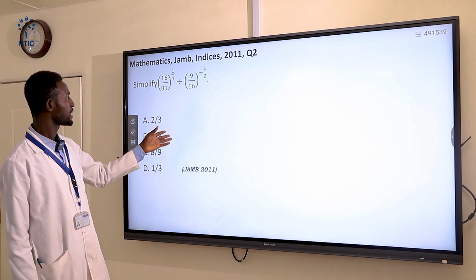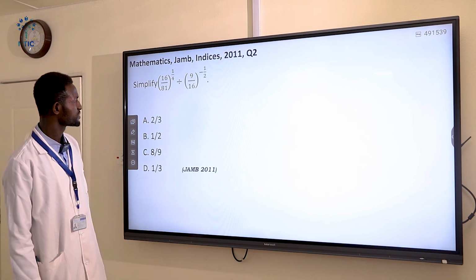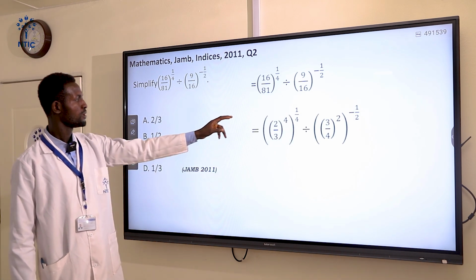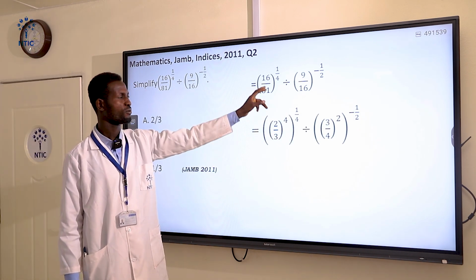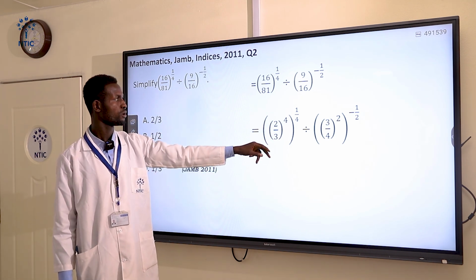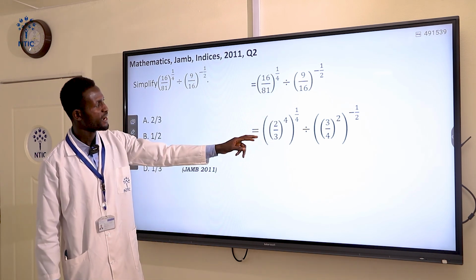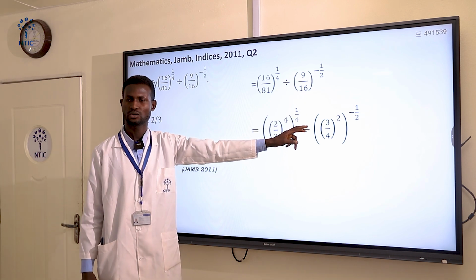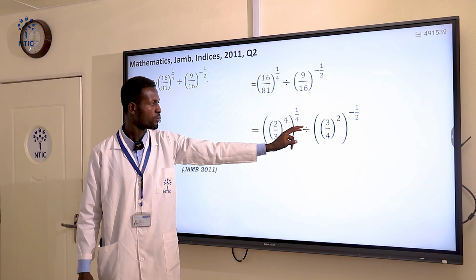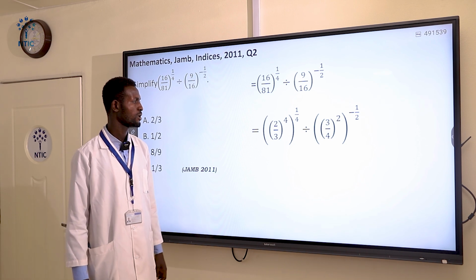In a similar manner, we also express 16 and 81 to a base. On doing that, we get 2 raised to the power 4 for 16 and 3 raised to the power of 4 for 81, all raised to the power 1 over 4, divided by 9, also to the base of 3, is 3 raised to the power 2, and 16 to the base of 4 is 4 raised to the power 2, all raised to the power of minus 1 over 2.